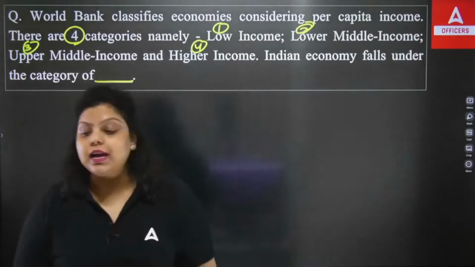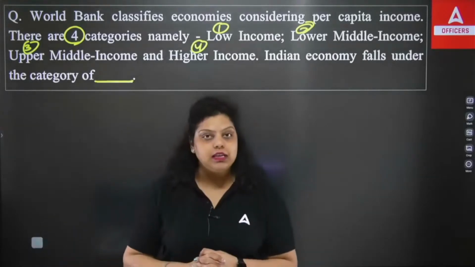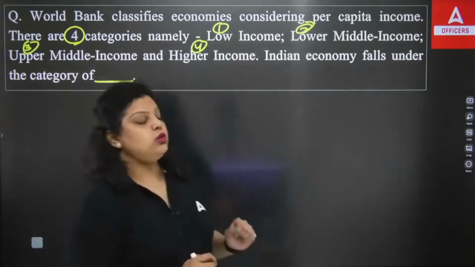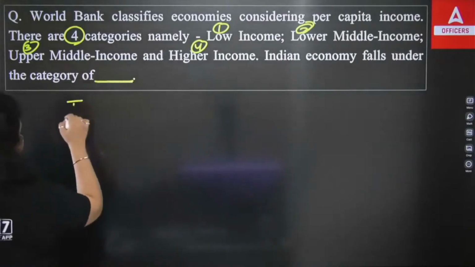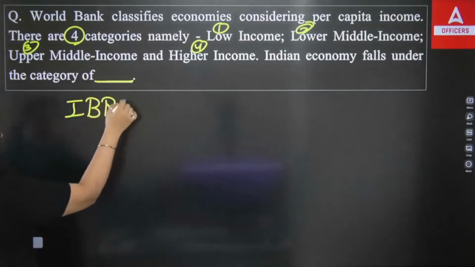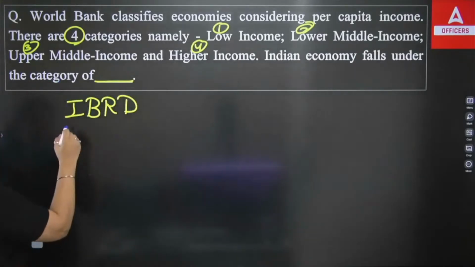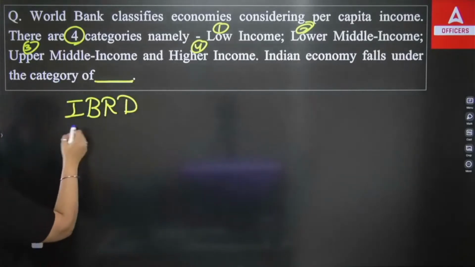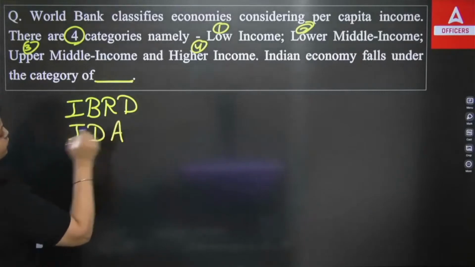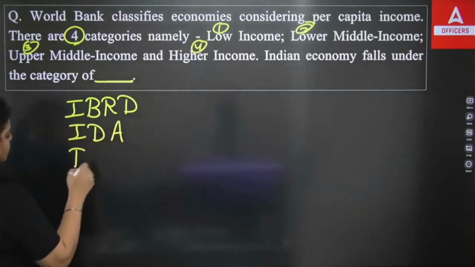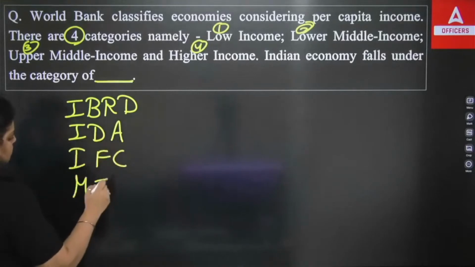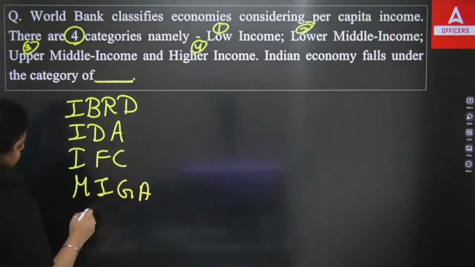World Bank is an international organization. It has 5 other institutions also who are working with the World Bank to eradicate poverty as well as to reconstruct and develop the economy. Okay, so IBRD is also known as the lending arm of World Bank. IDA is known as the soft loan window of World Bank. IFC is there. MIGA is there. And ICSID is there.